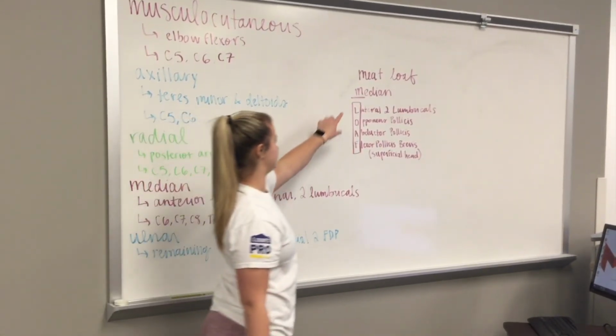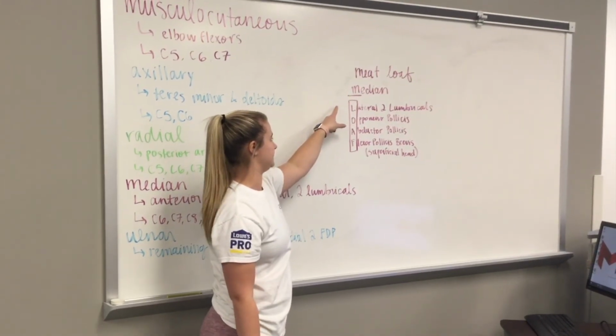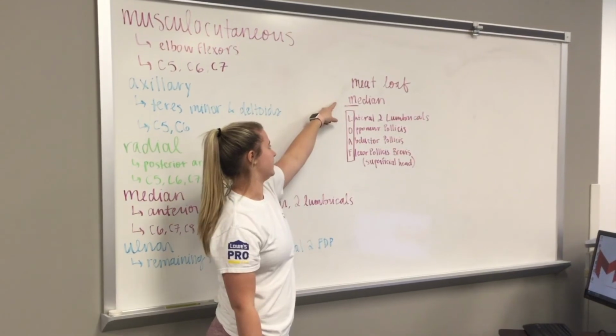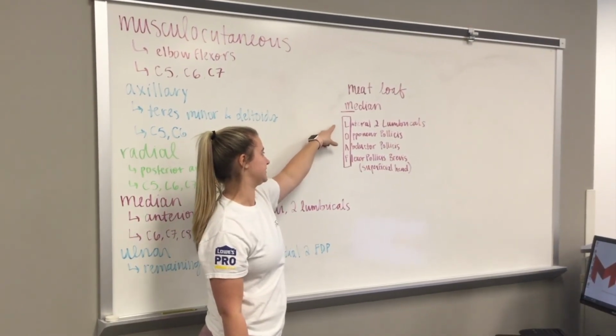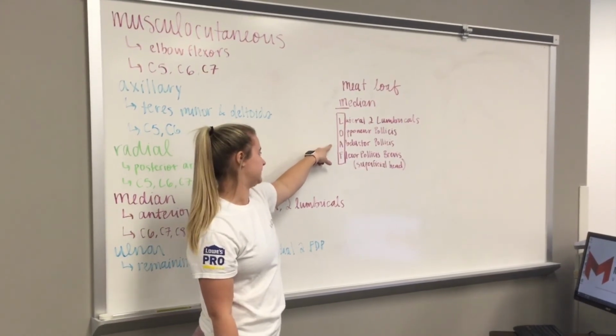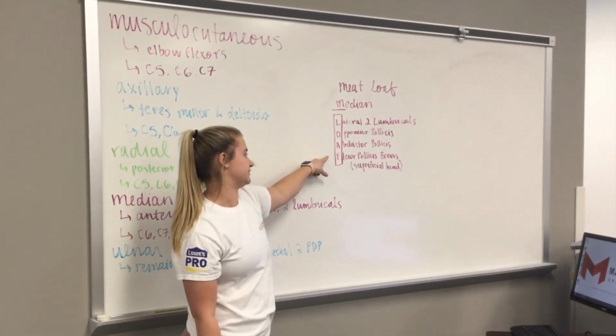A great way to remember what the median nerve innervates in the hand is our saying, meatloaf. The M stands for the median nerve, and it's going to innervate the lateral 2 lumbricals, opponens pollicis, abductor pollicis, and then the superficial head of flexor pollicis brevis.